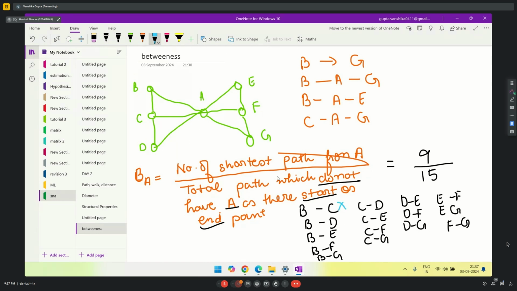Shortest path only we want. B to D also, A won't come in between for the shortest path. B to E, A will come. B to F, A will come. B to G, A will come. C to D, A will not come. C to E, A will come. C to F also, C to G. D to E also, A will come. D to F also, D to G. E to F you will not get A, E to G you will not get A, F to G you will not get A. So how many cases are you getting in A? 1, 2, 3, 4, 5, 6, 7, 8, 9.